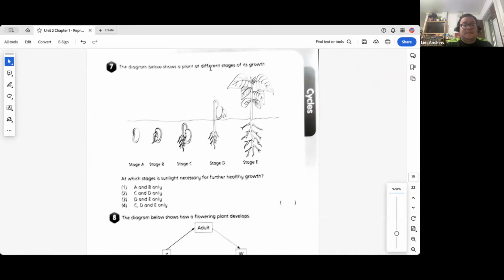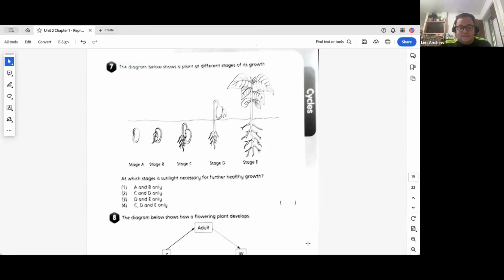The diagram shows a plant at different stages of growth. We have stage A like this. B, the roots come out. C, the shoots come out fully. D, the plant starts to shoot up. And E, the plant grows taller and healthy. So at which stage is sunlight necessary for further healthy growth? In other words, which stage needs sunlight?